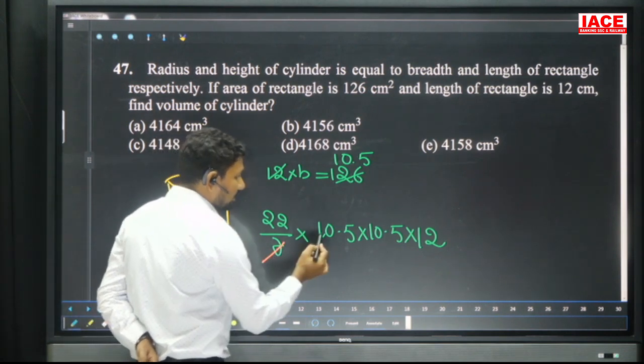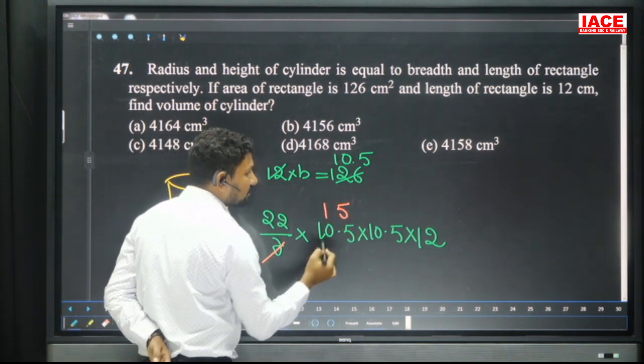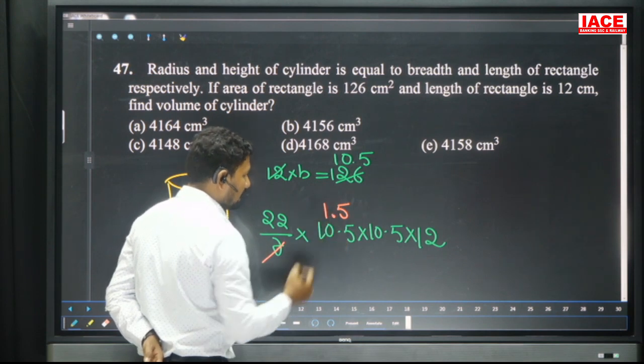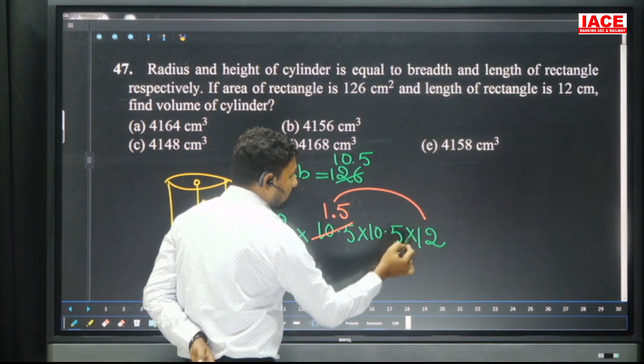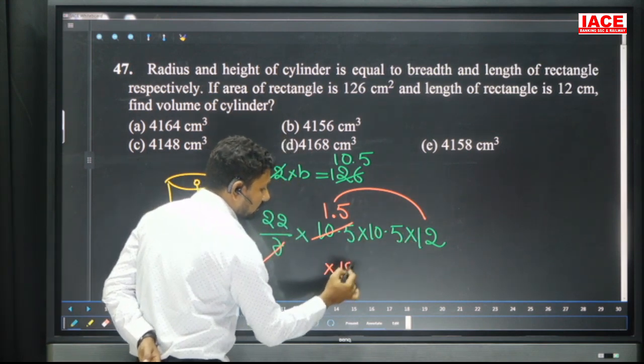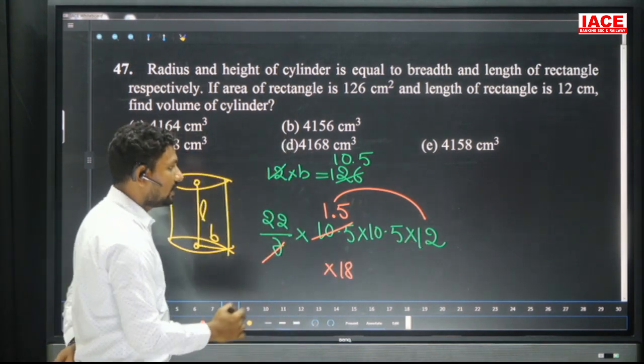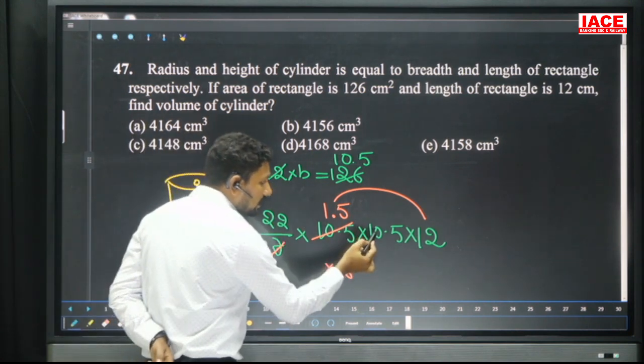So look at 7: 105 is divisible by 15, times one decimal as it is, we are writing, and we'll simplify this total value. 1.5 times 12 is equal to 18. So 1.5 times 12 is 18, and next 22 multiplied by 10.5.